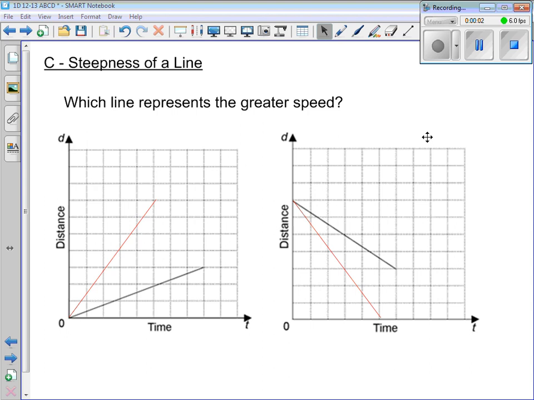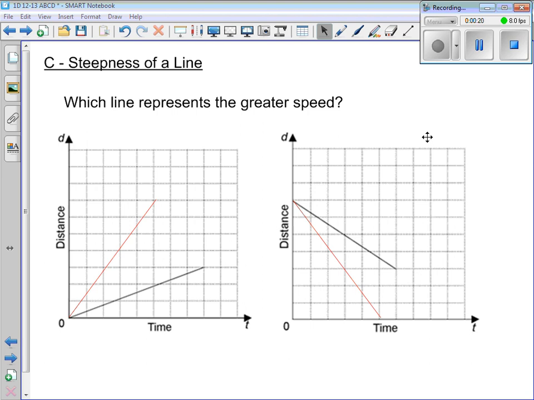We're working on box C here. We're talking about the steepness of a line. This is still unit 1213, and we're sort of working our way towards the concept of slope. So what you should see on the page in front of you are two distance time graphs. And the question posed up at the top here is which line represents the greater speed?